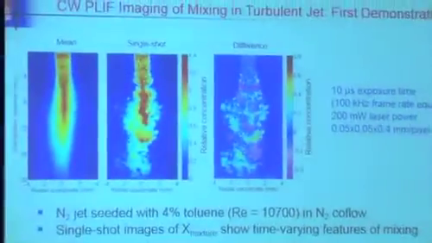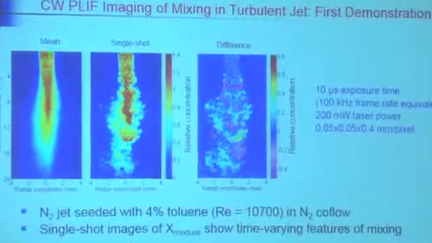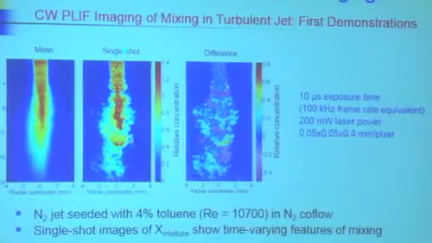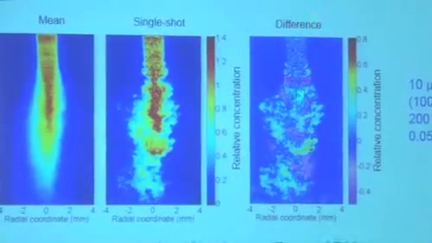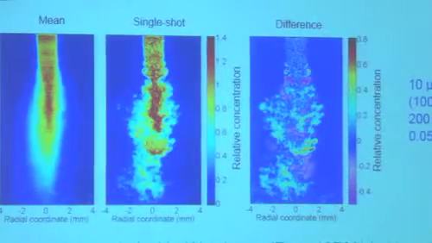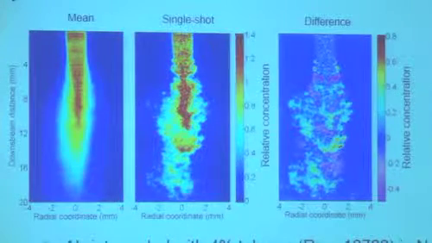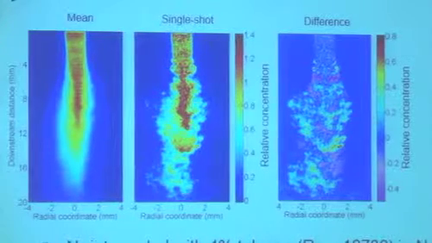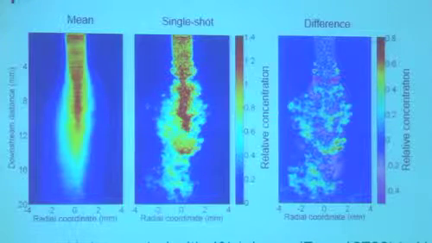And here was our first attempt. Now we didn't have a high-speed camera. We had to trick it. So we took some images. The flow is downward. We took some images, which is essentially toluene mole fraction here. And we could also take some single shots. And then we could take the difference between the single shot and the mean to look at the difference. And that presumably is kind of what we would see if we could do this at high speed. So when you look at that, you could really see the structure of this jet mixing, even with this CW laser and an artificial fast camera.